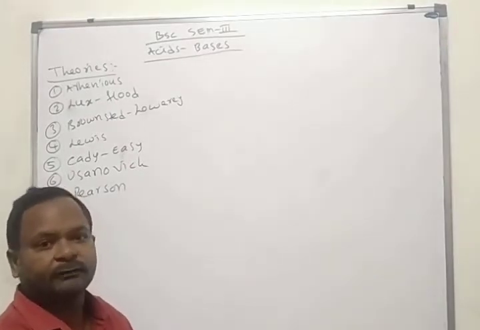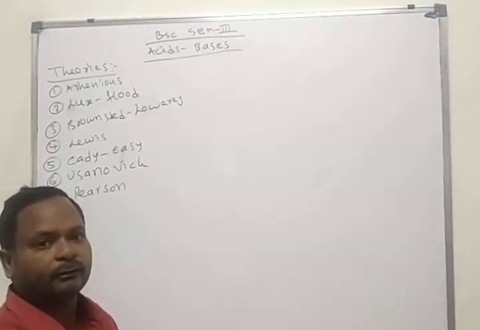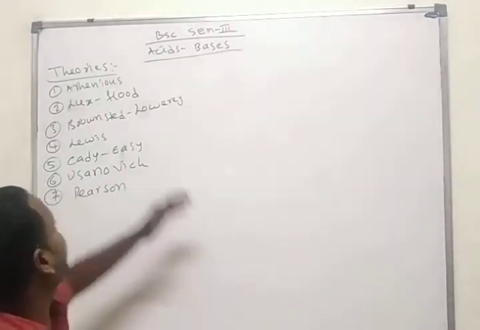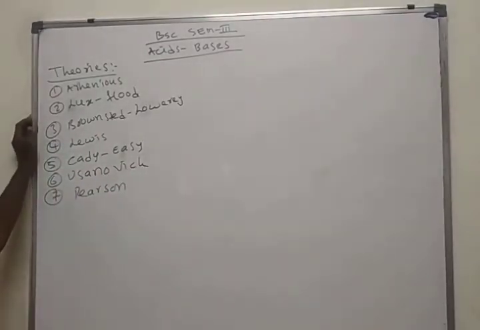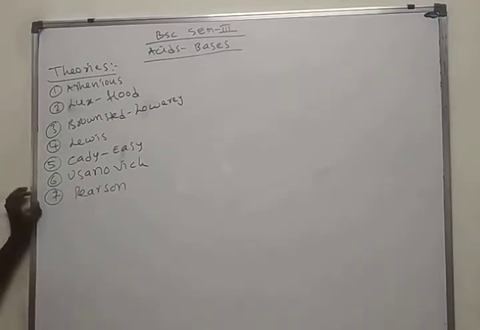What is an acid? What is a base? I gave some examples. Here are the acid-base theories. The properties and characteristics of acids and bases can be explained by using several theories. These are the important theories.